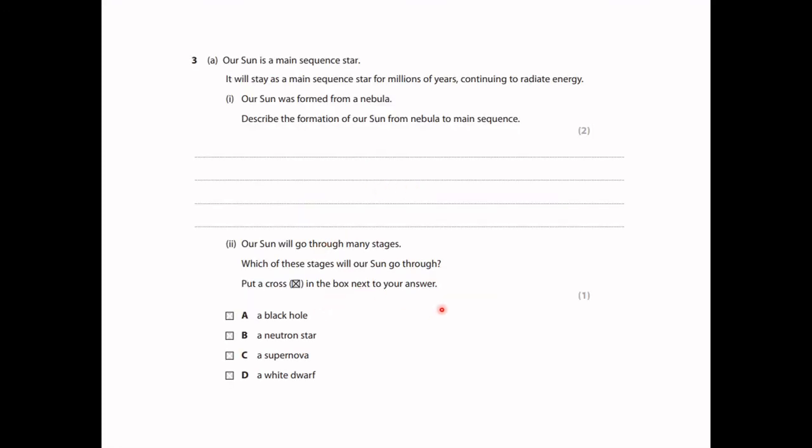Now for the second part of this question, it says our sun will go through many stages. Which of these will our sun go through? So we know we can instantly rule out black holes, neutron star and supernova. So as with the previous question, the answer here is white dwarf. And this is a question that comes up quite often in exam papers, so it's not a surprise that it came up twice when I was going through these questions. The sorts of questions they can ask on this topic are quite repetitive. So if you can nail these basic questions, you should be okay with this topic.